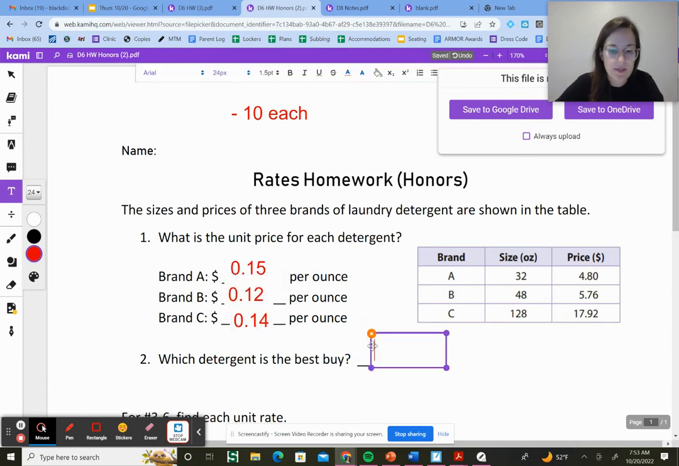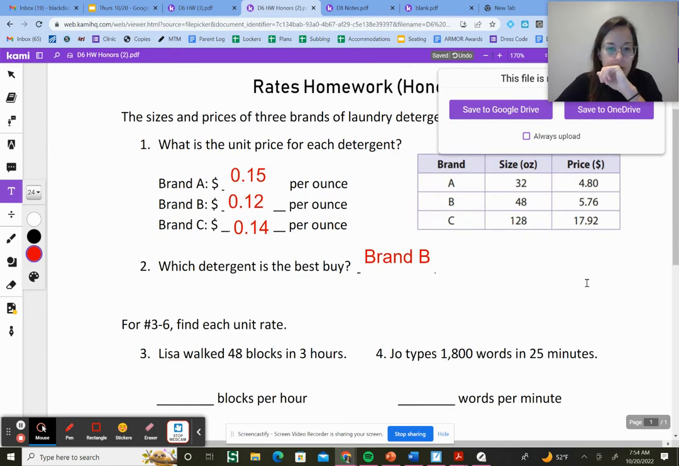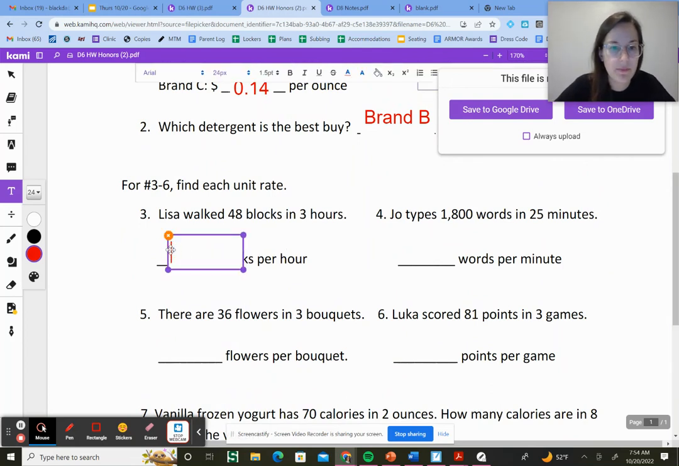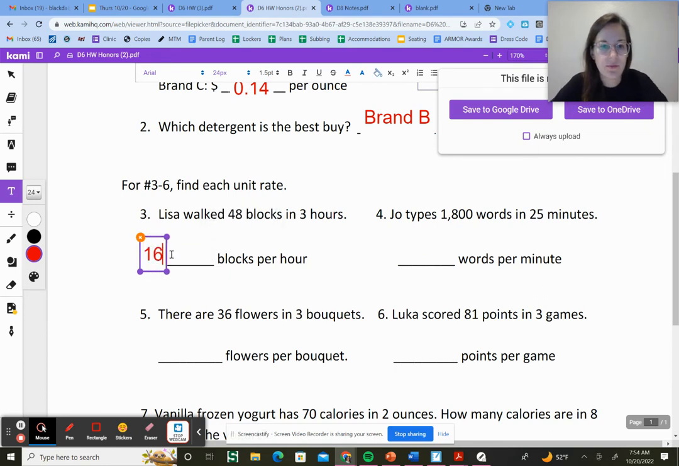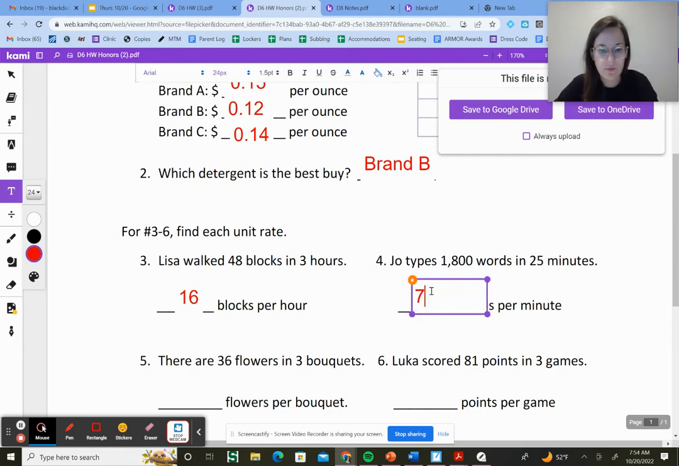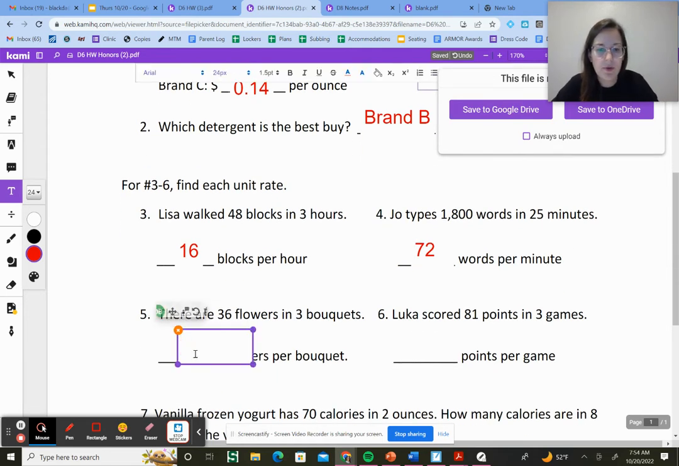So, which detergent is the best buy? It would be brand B. That is the cheapest. All right, for 3 through 6, find each unit rate. I think these are all whole numbers, so this should be pretty easy. 48 blocks in 3 hours, so you would do 48 divided by 3, which would be 16 blocks per hour. 1800 divided by 25 minutes is 72 words per minute. 36 flowers divided by 3 bouquets, 12 flowers per bouquet.